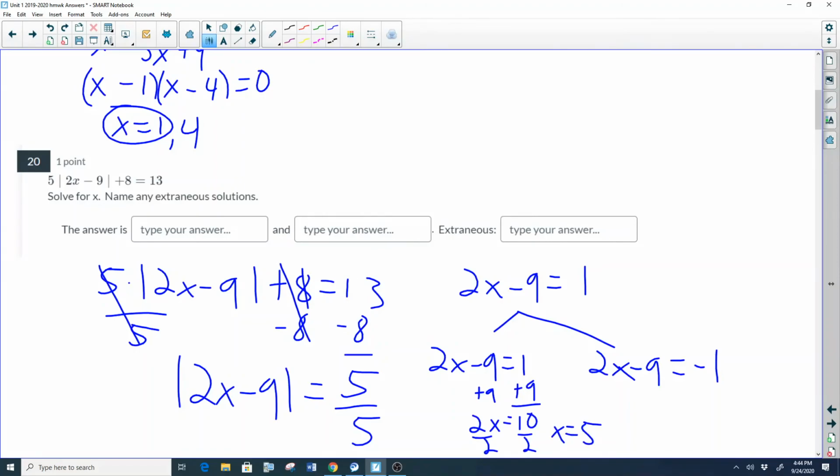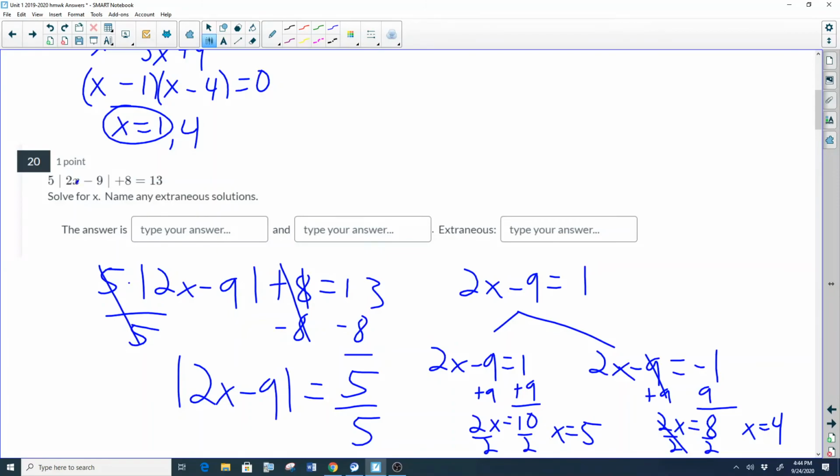5 is one of our solutions. Add 9. 9 minus 1 is 8. And then we go ahead and bring down the 2x and divide by 2, divide by 2. Then we get 4. So we have two solutions, 5 and 4. Let's see if those work, though.